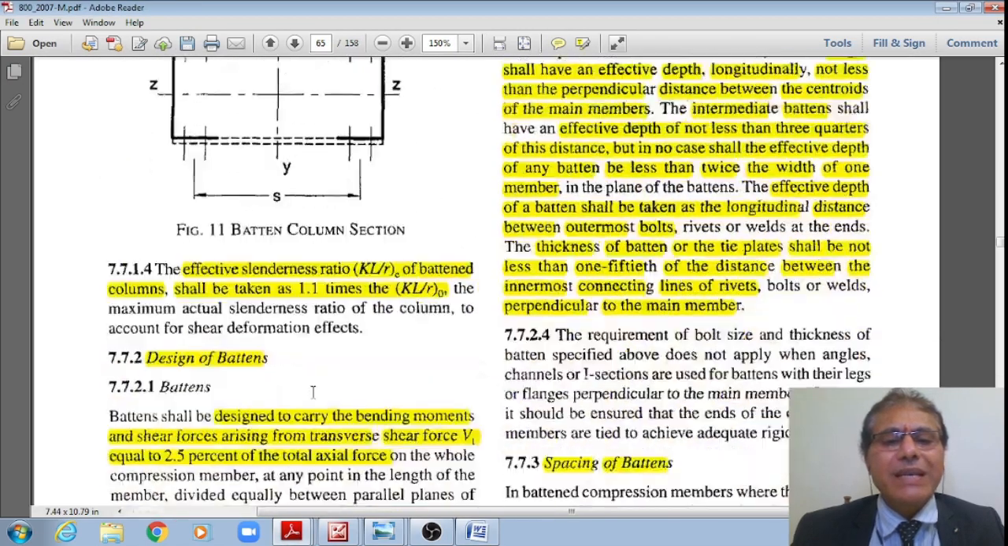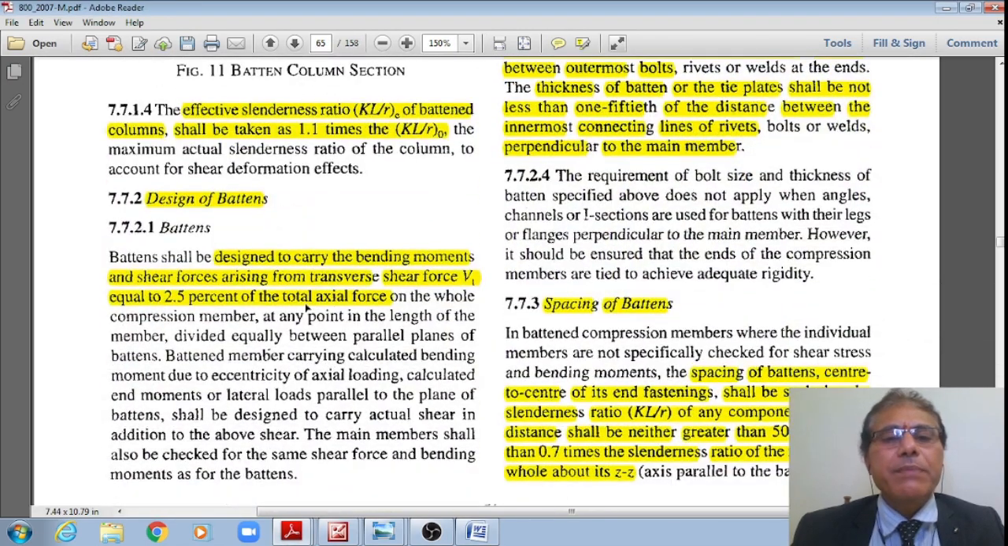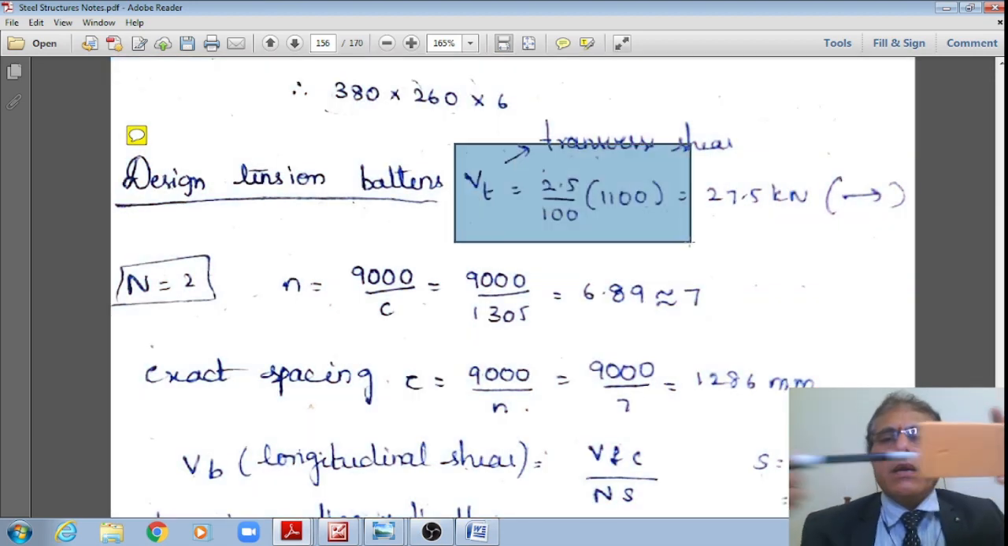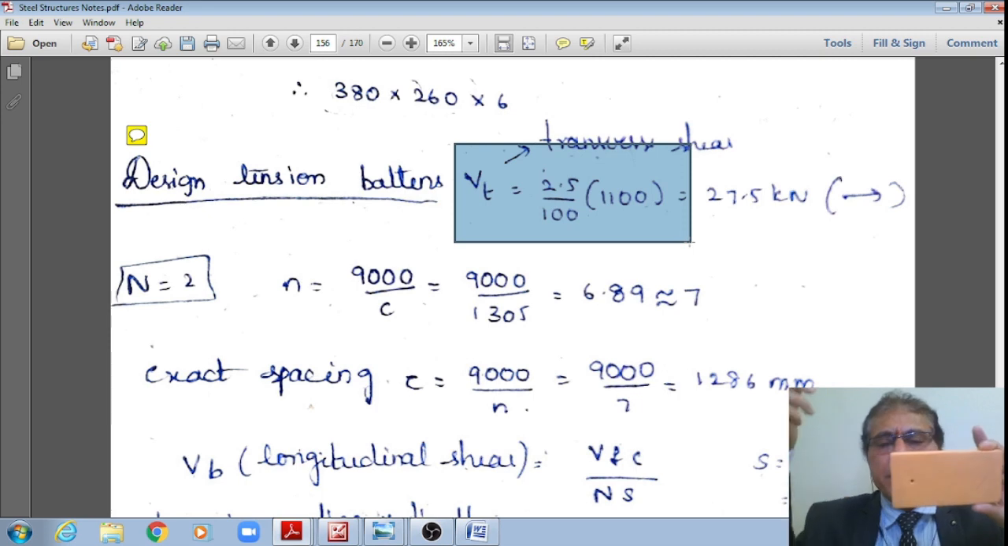From the same page, it should resist 2.5% of the total axial force. Vt is equal to 2.5%. Hence, substituting, I'll get Vt, the transverse shear. Transverse means in the horizontal direction, acting in the long horizontal direction for the entire column. 2.5 multiplied by 1100 kilonewton works out to, say, 27.5 kN.